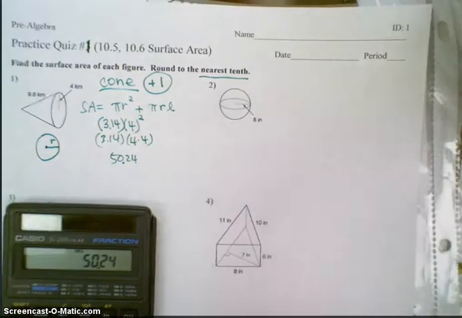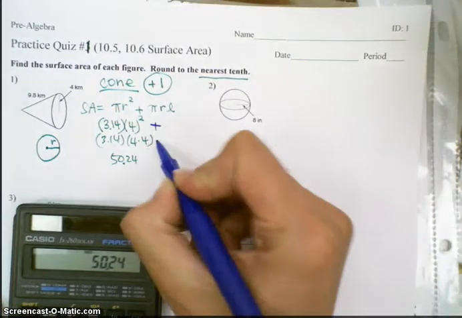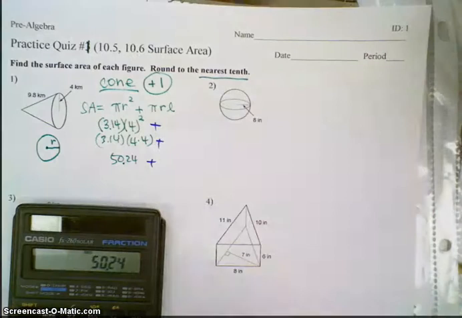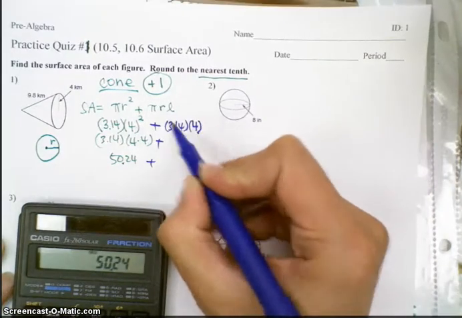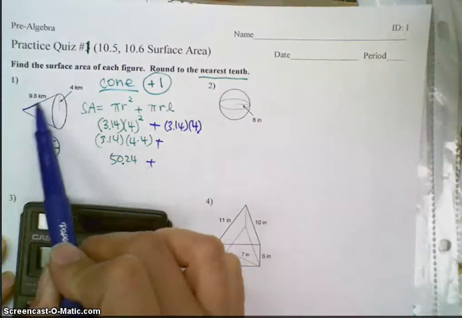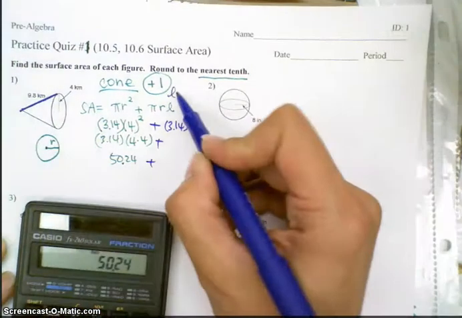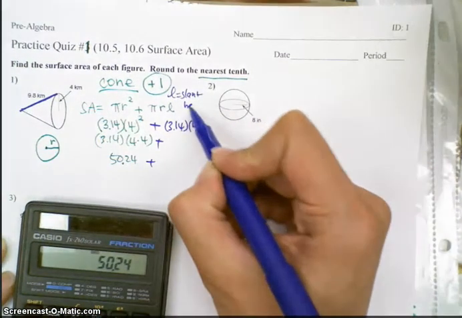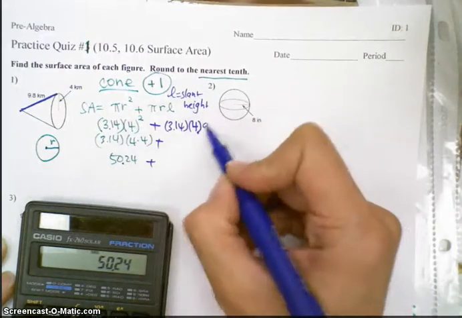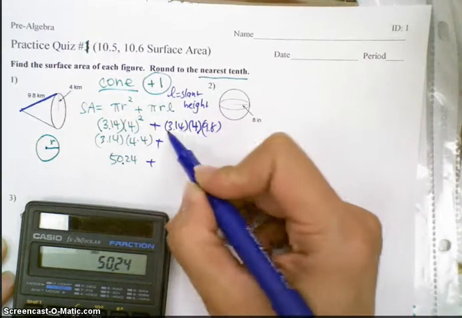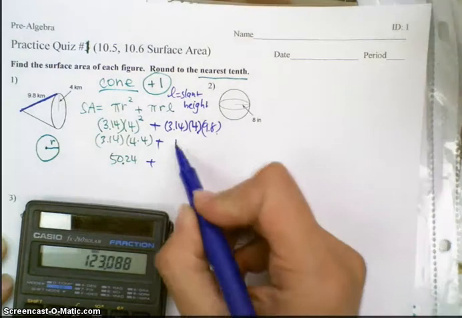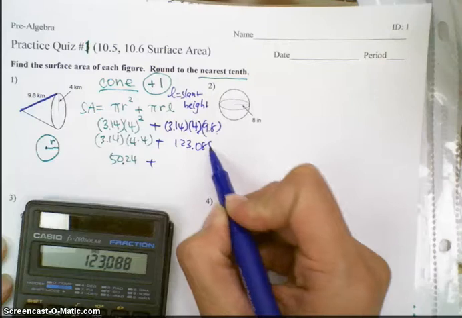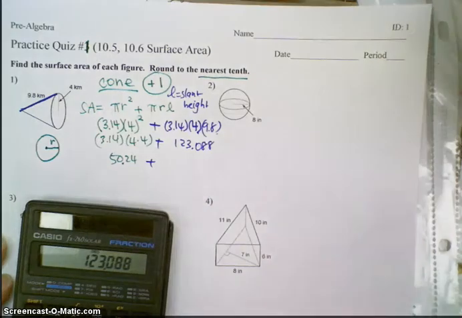Okay, then I want to add to here pi radius L. So that's going to be 3.14. My radius was 4, and my L is the slanted height right here. So my L is the slant height, and my slant height is the 9.8. Okay, so I'm simply going to multiply all these three numbers together, and I will get 123.088. Again, no rounding.